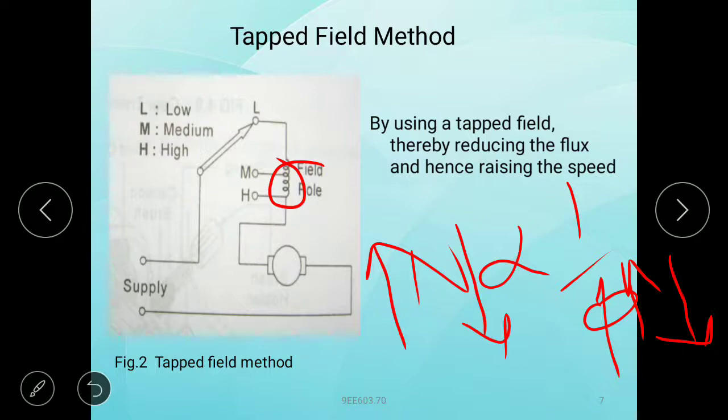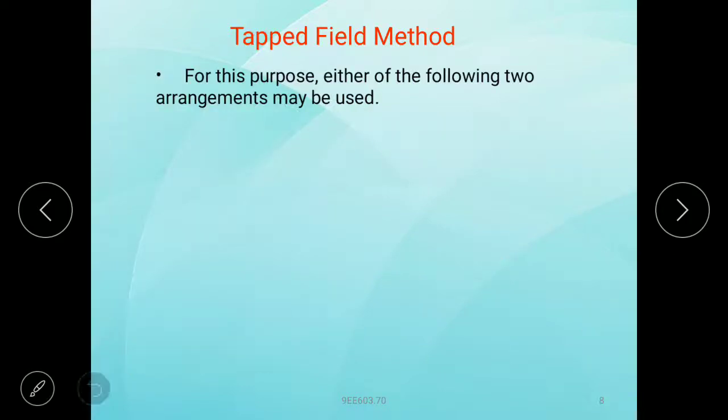That means the number of turns. So when the number of turns is decreased, the flux decreases. That means the flux is reducing, hence the speed immediately rises. This is one speed control method, raising the speed. This is the tapped field method.